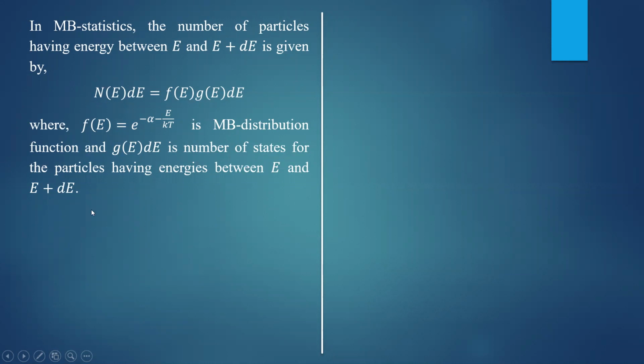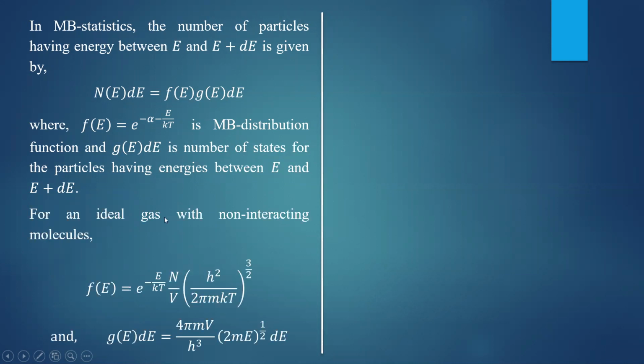We know that for an ideal gas with non-interacting molecules, that is for distinguishable particles, the distribution function f(E) is equal to e to the power minus E by kT into N by V into h square divided by 2 pi m kT to the power 3 by 2. You have just obtained this expression. And I have already told you the density of states g(E) dE will be equal to 4 pi mV divided by h cube into 2mE to the power half into dE. Substitute for f(E) and g(E) in this expression, then simplify it further.